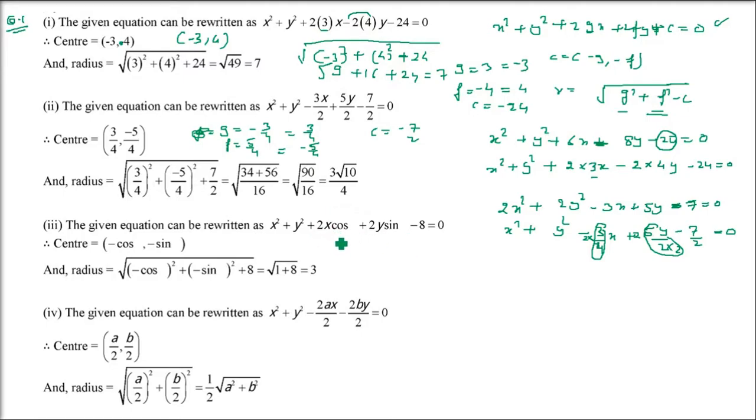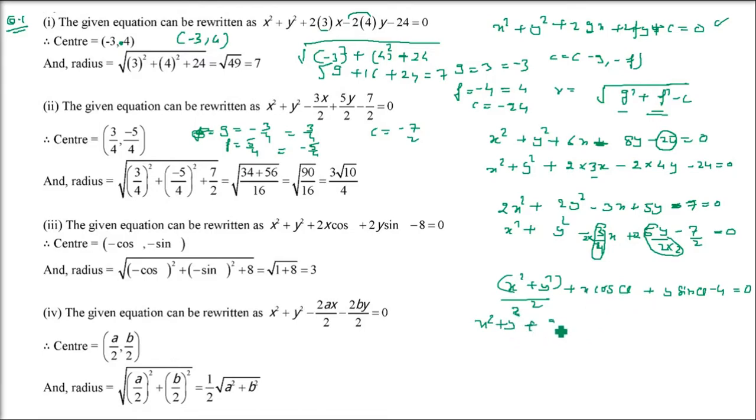Now the third one. Here we have (x square plus y square) by 2, that is half into x square plus y square, plus x cos theta plus y sin theta minus 4 equals 0. Now we don't need anything near x square and y square, it has to be unity. So multiply all the equation by 2.